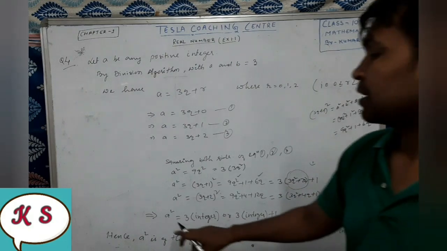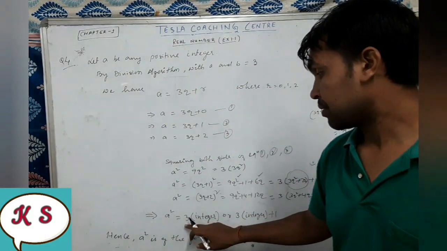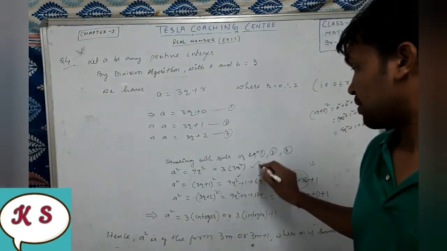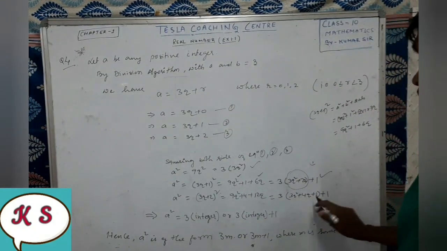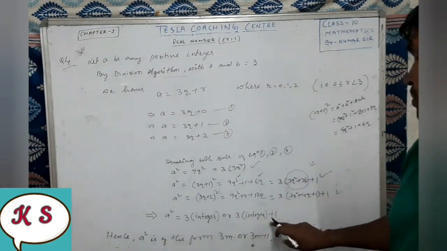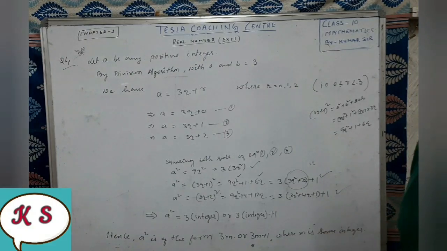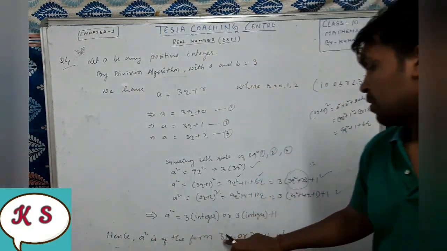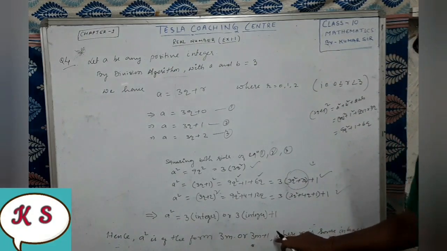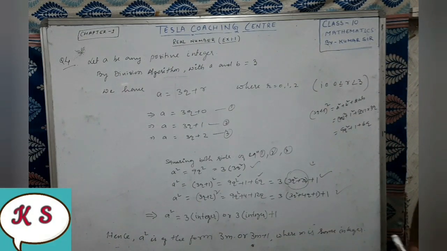So we have written, this implies a square is equal to 3 into an integer, this is the first one, or 3 into an integer plus 1, the second one, and the third one, 3 into an integer plus 1. That is what they are asking us to prove, right? Hence a square is in the form of 3m or 3m plus 1, where m is some integer.